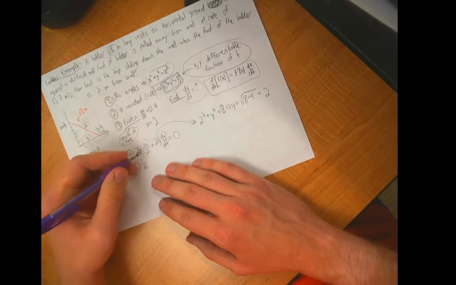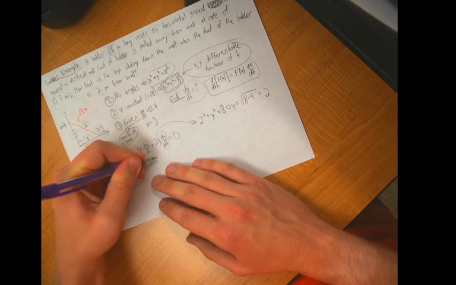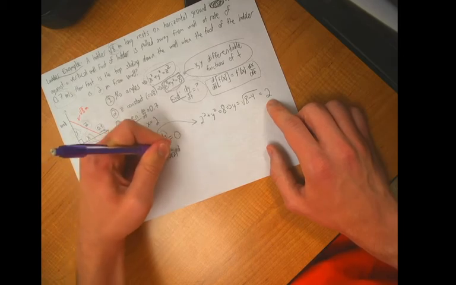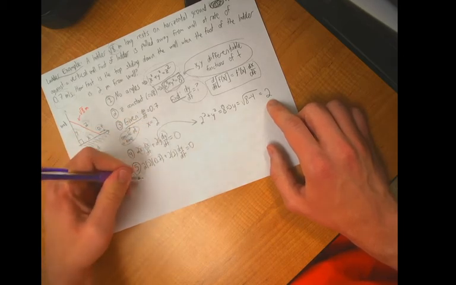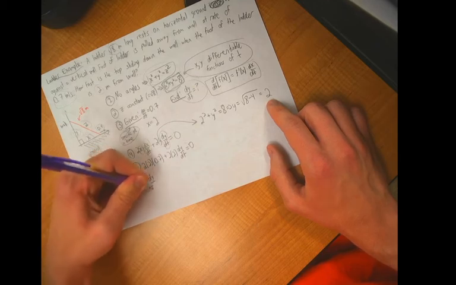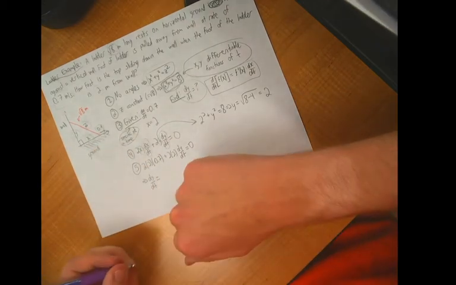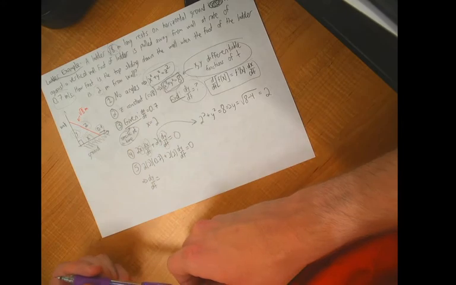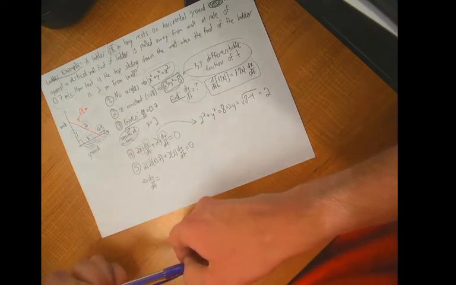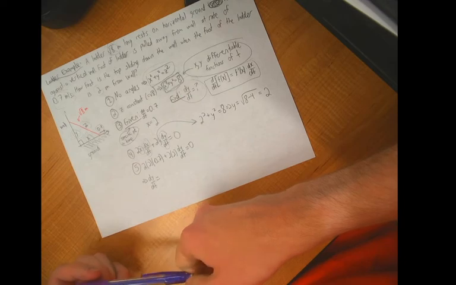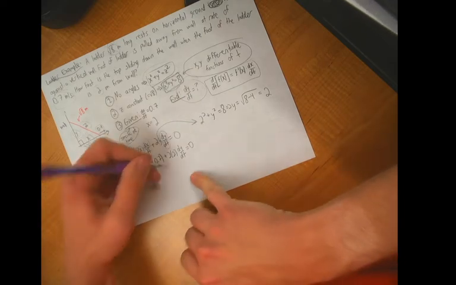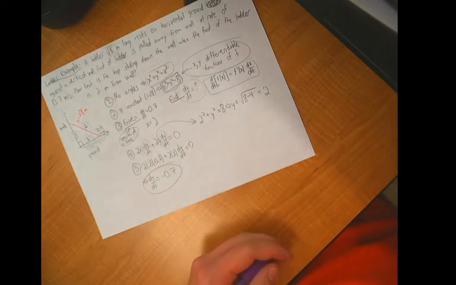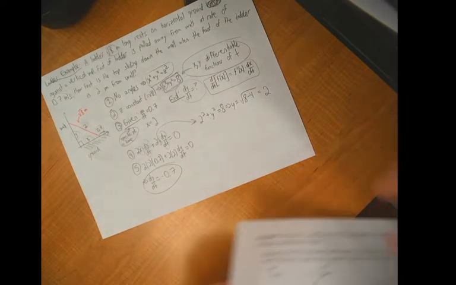So 2 times x, which is 2, times dx dt, which is 0.7, plus 2 times y, which is 2, times dy dt equals 0. So a little bit of algebra later should then pretty quickly tell you that dy dt is equal to what? Negative 0.7. Okay. Alright, and that's the ladder example. So any questions on that?